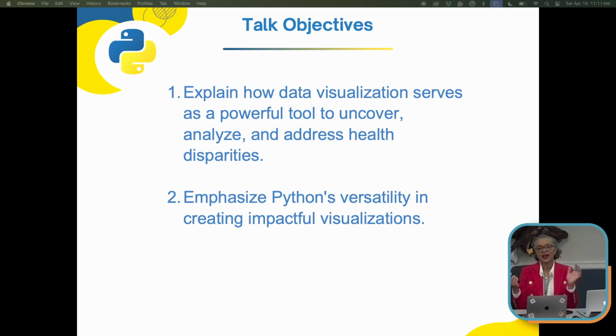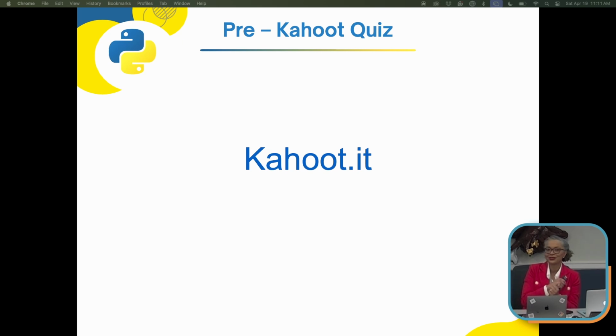So again, talk objectives: how data visualization serves as a powerful tool to uncover, analyze, and address health disparities. And then more importantly, we're going to talk about how we use Python versatility to create impactful visualizations.